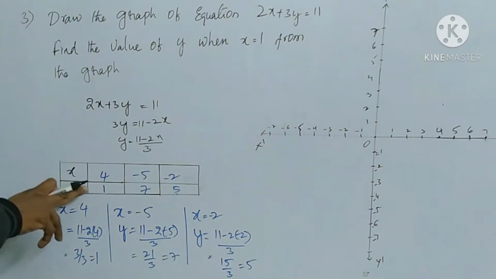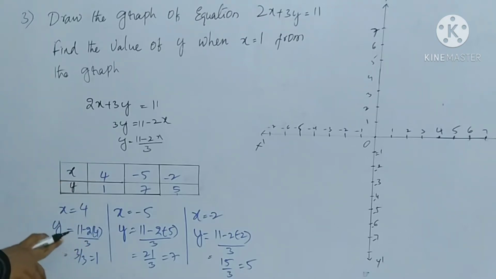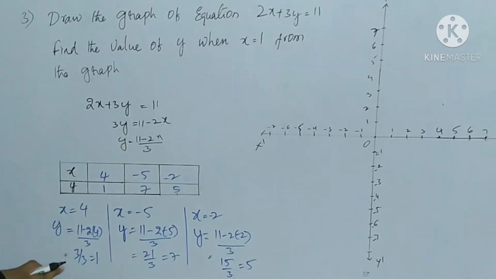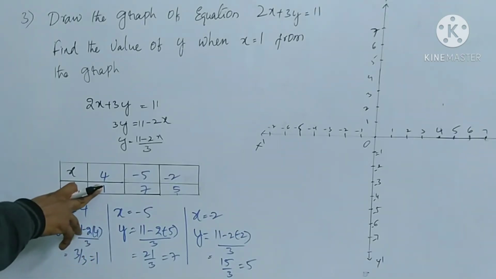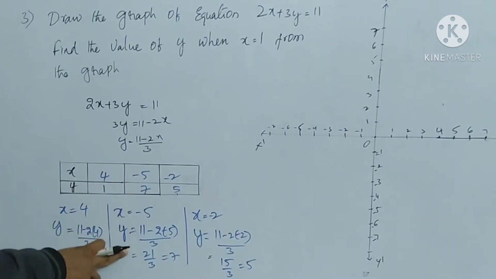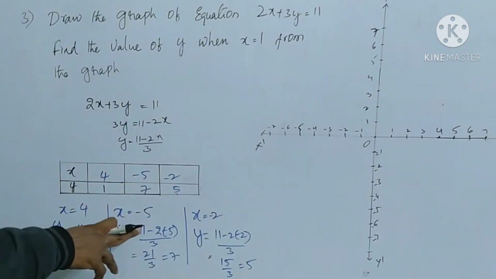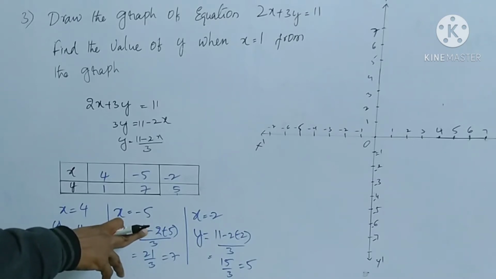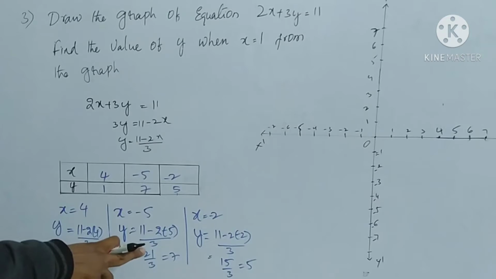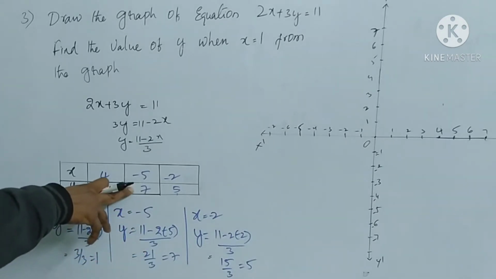Here, we have to take x is equal to 4. So, y is equal to (11 minus 2 into 4) by 3, that is equal to 3 by 3. Result is 1. You should write here. When x is equal to minus 5, y is equal to (11 minus 2 of minus 5) by 3, that is equal to 21 by 3. Result is 7. You should write here.